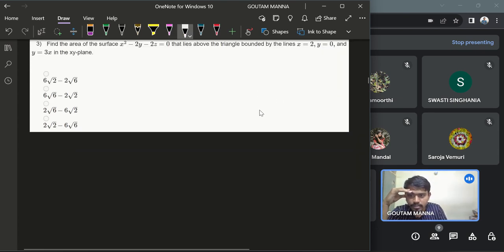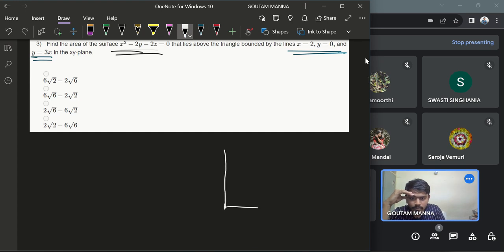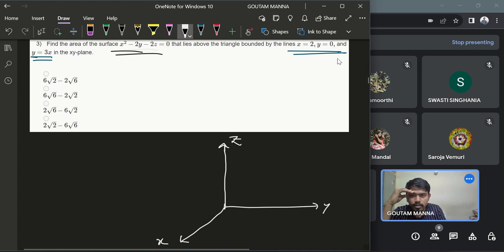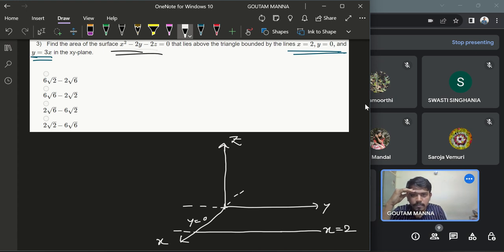So let me first draw it. This surface is a complicated surface, so I will not draw it exactly, but let me draw this region. X, y, and z. So the region is: this will be the x equals 2 line, extend it. This is the y equals 0 line, that is the x axis, and y equals 3x. So this 3x will cut the x equals 2 line at y equals 6. Let me say this is the point (2, 6). So it will look like this.